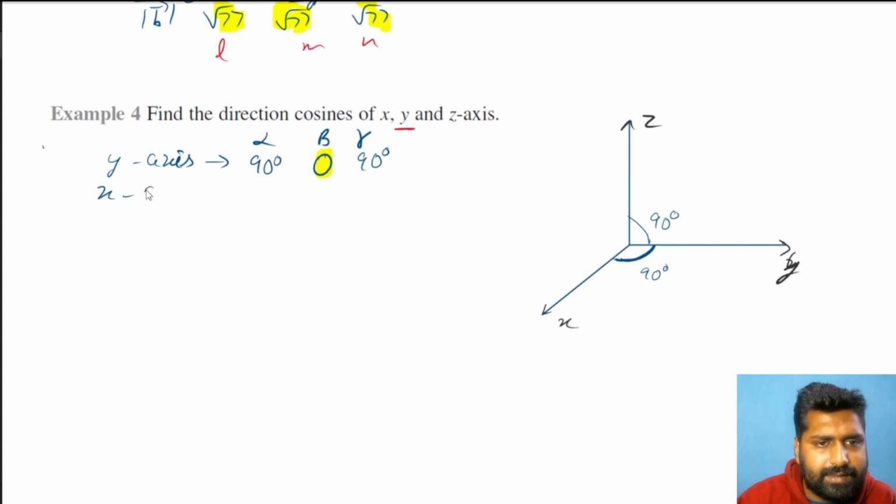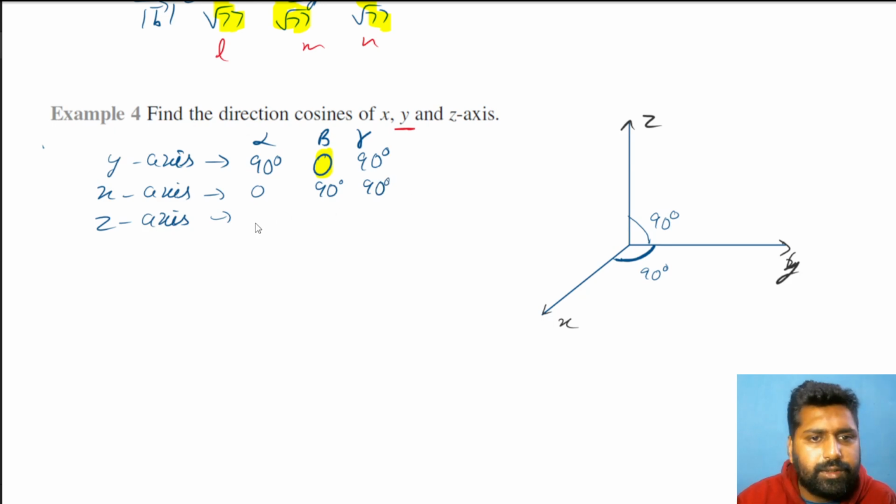Do this for x-axis as well as z-axis. So x-axis again with itself it will have 0 angle. With y it will have 90. Z-axis it will have 90 degree. Same thing here also. Z-axis will have 90 degree with x-axis, 90 degree with y-axis, but with itself it will have 0 degree. If you can understand this, I think elements are very simple.